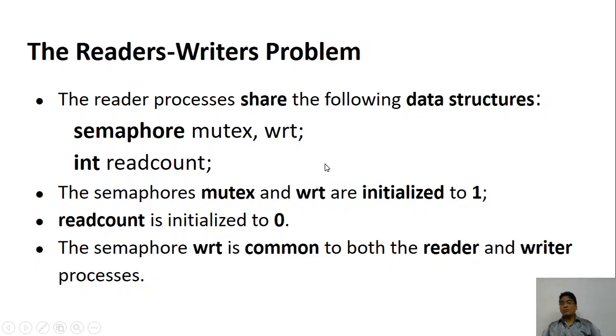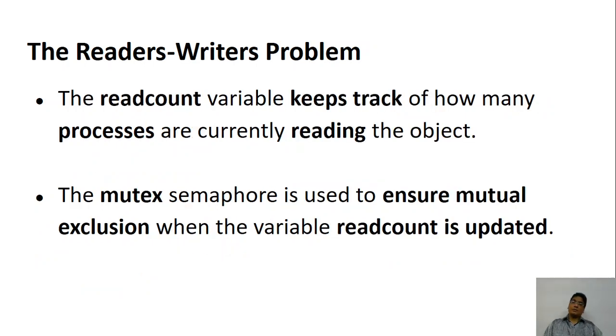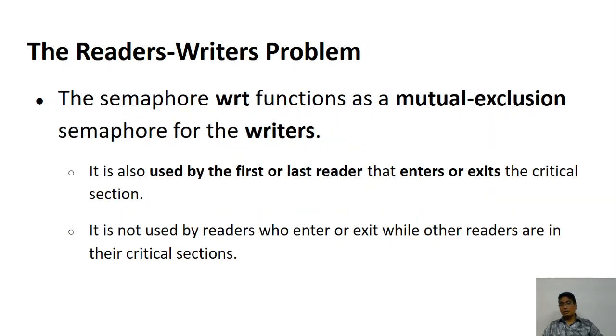So when the library opens, nobody is there, so the count of readers is 0. Let's look at how the process will go. The read count will keep track of how many processes are reading. The mutex will ensure that there is mutual exclusion whenever a reader is updating. The write semaphore functions as a mutual exclusion for the writers. So when one is writing, remember the write value was initialized to 1.